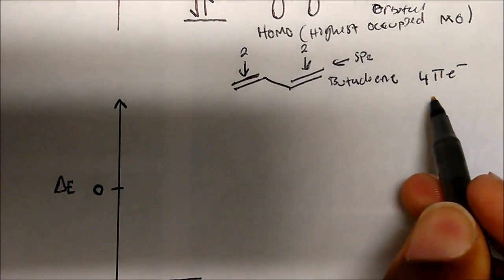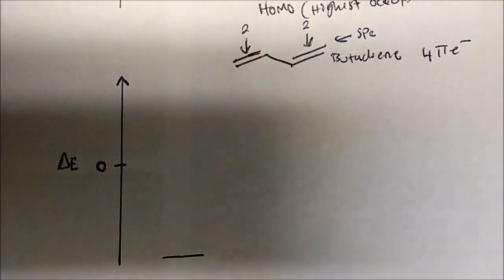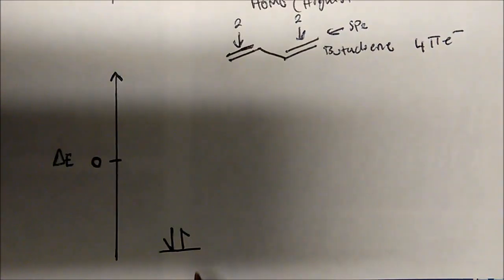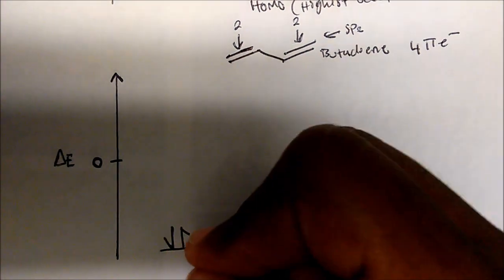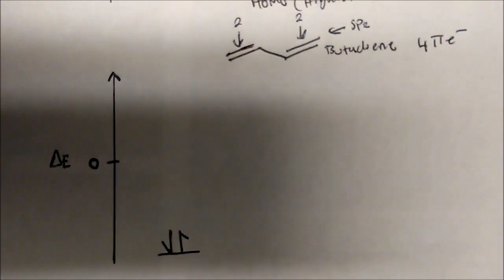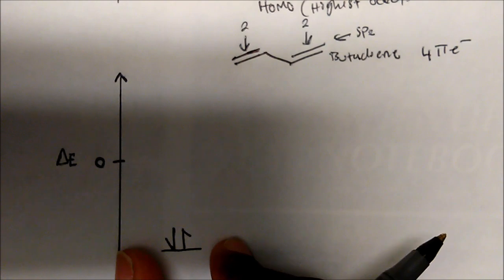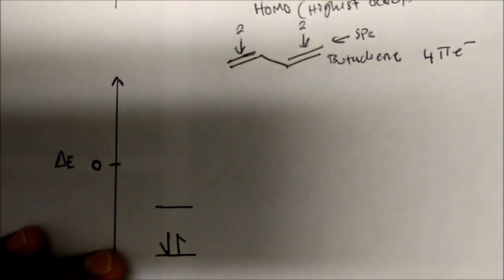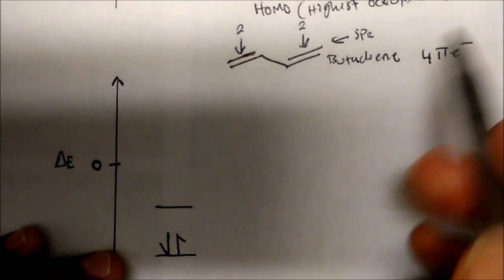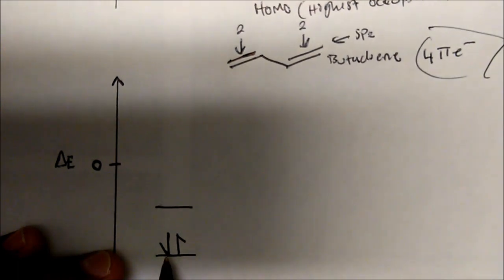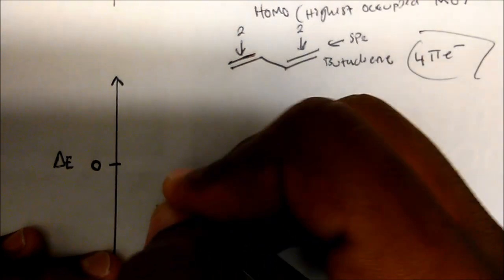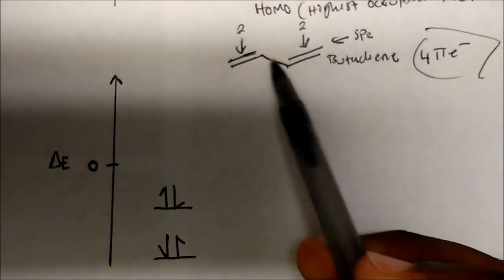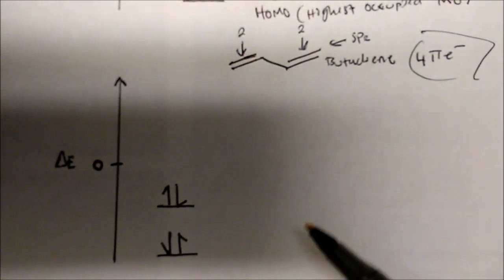Since I have 4 pi electrons, I have 1, 2. Now this is max right here. I can't put 3 or 4. That doesn't work. So once this lowest energy orbital is fulfilled, the Aufbau principle says I can go up to the next one. Now we have 4 pi electrons in total, so we have 2 here. So we go 1, 2. And this satisfies our 4 pi electrons for butadiene.